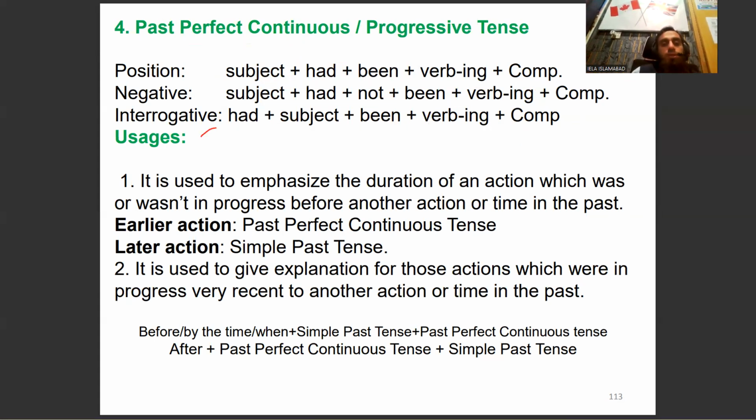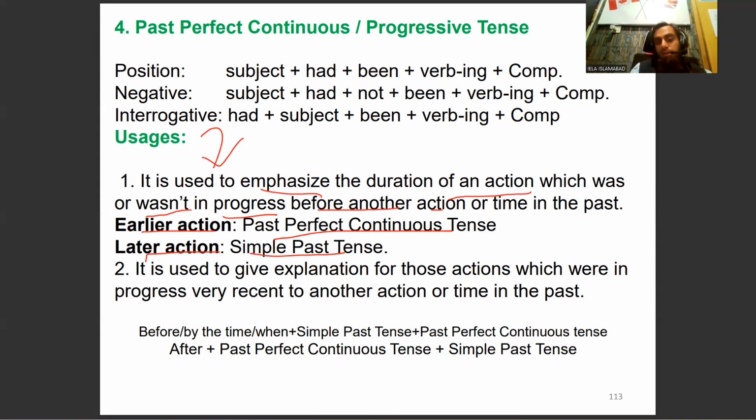Okay. Now coming towards its usage. It is used to emphasize. To emphasize means to insist on the duration of an action which was or was not in progress before another action or time in the past. It is used for that activity which was happening in the past, but when suddenly another action happened, the previous activity was stopped. Earlier action is past perfect continuous tense, later action is simple past tense, right?